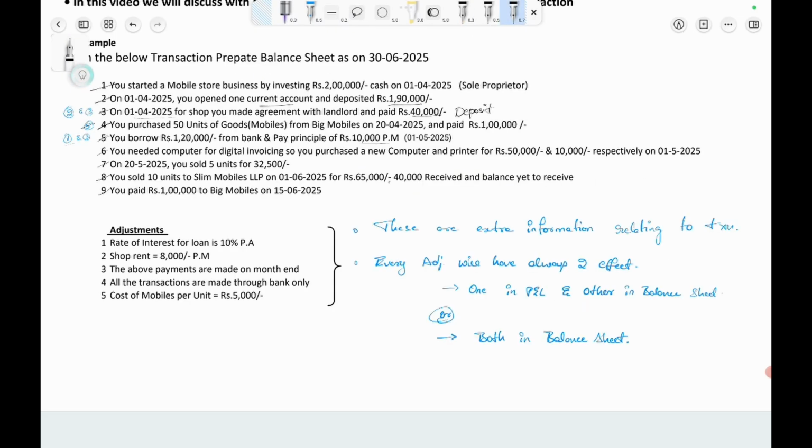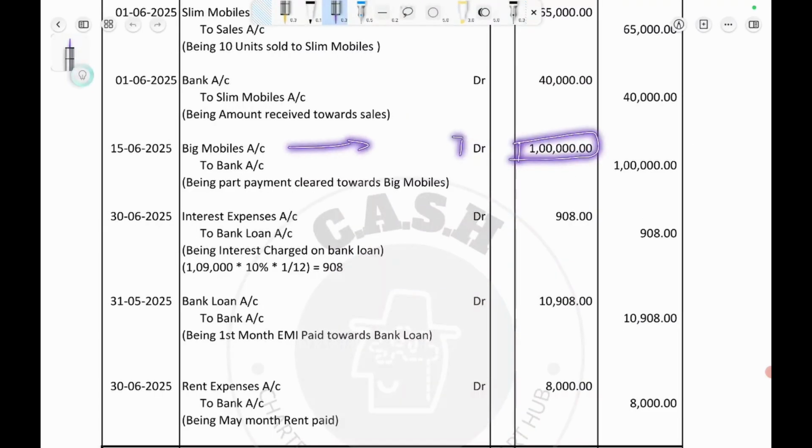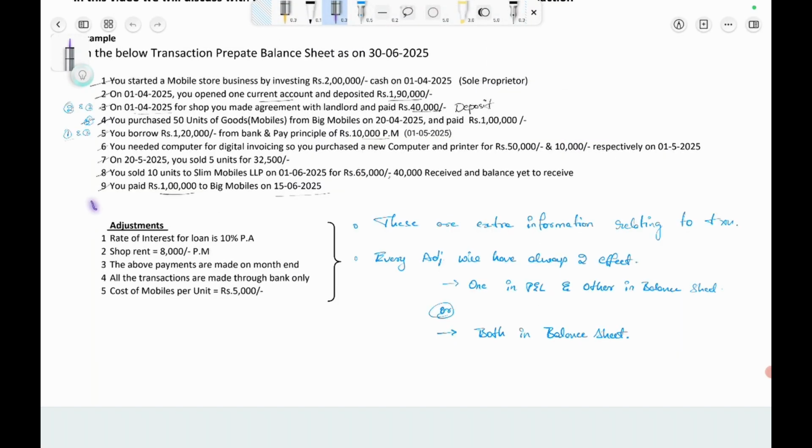The ninth transaction says you paid 1 lakh to Big Mobiles on 15th June 2025. Big Mobiles is receiving the money, debit the receiver, credit what goes out. If you think everything is done and move on to the ledger, then you are wrong. We still have to pass journal entries till this date. On this date, we have to pass two more journal entries, that is interest and shop rent.